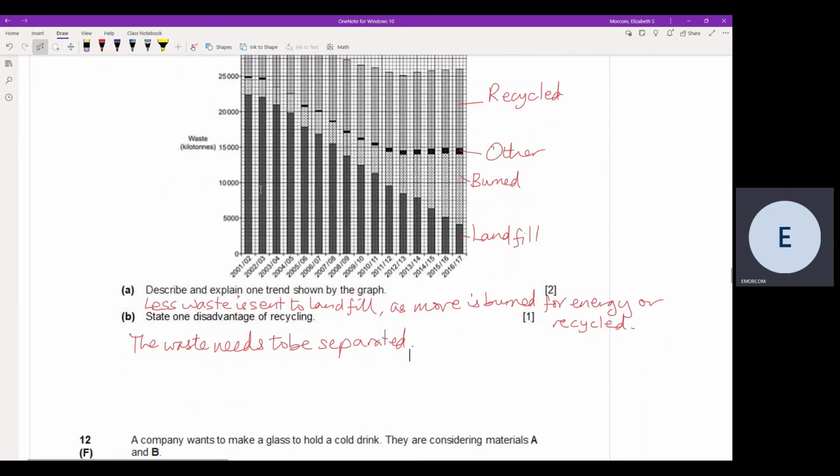So this concludes all of the questions that are in both the foundation and the higher tier section.